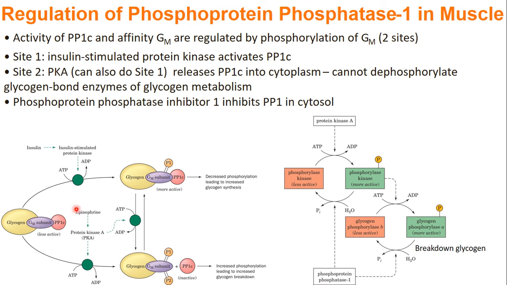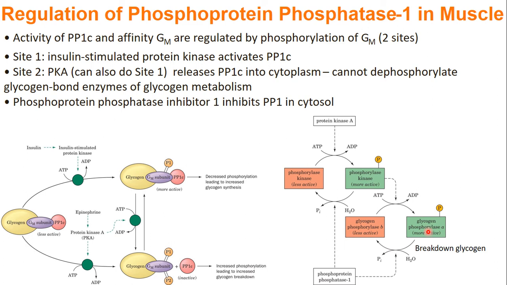And GM has two sites. So we're going to start at the top here. Site 1 gets phosphorylated through insulin. So when you release insulin, one of the many things it does is it's going to turn on some protein kinase. This protein kinase, it's going to use ATP, and it's going to phosphorylate this GM subunit. When this GM subunit is phosphorylated in site 1, PP1C is turned on. When PP1C is turned on, it will go and remove the phosphates from phosphorylase kinase and glycogen phosphorylase.